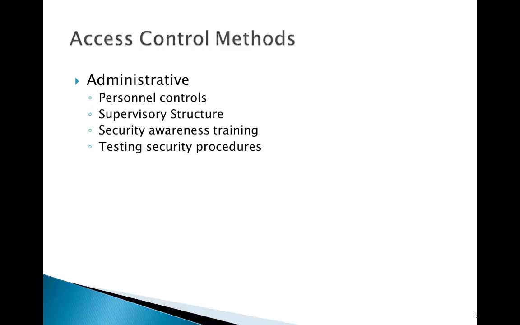The administrative methods involve personnel controls, which is the security expectations involved in a hiring, termination, transfer, or promotion process. The supervisory structure, which is how you delegate authority to supervisors and other managers for employees' security actions, ensuring that employees are properly managed and that their management is held accountable for following the proper procedures. You have security awareness training, which should be held across the organization and should be held frequently in order to ensure that folks understand their responsibilities for security and understand why the policies exist and why they need to follow them.